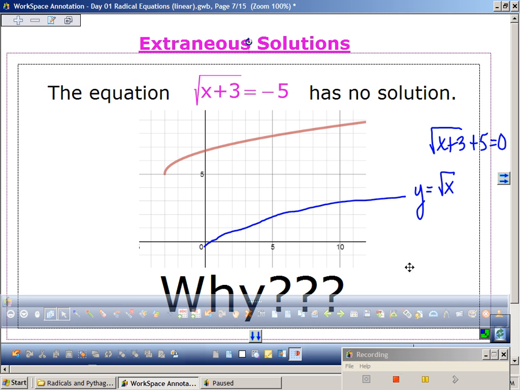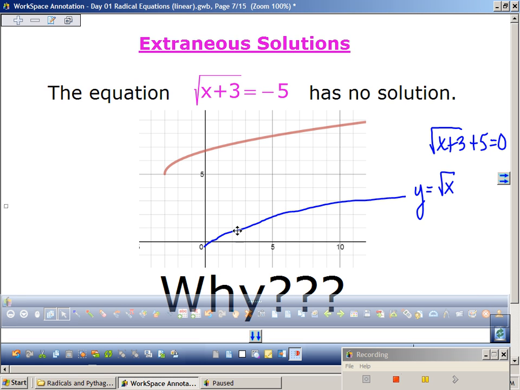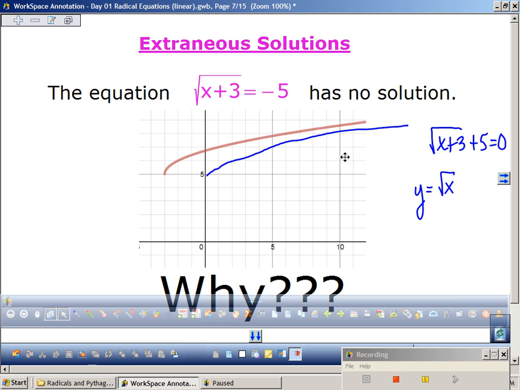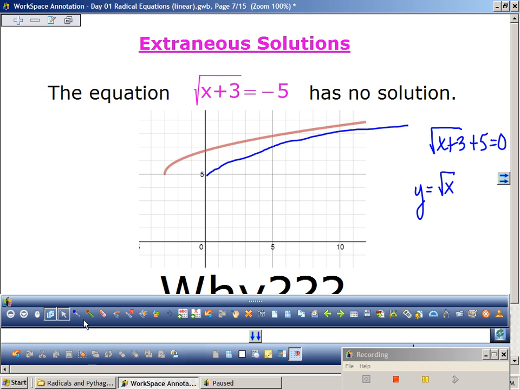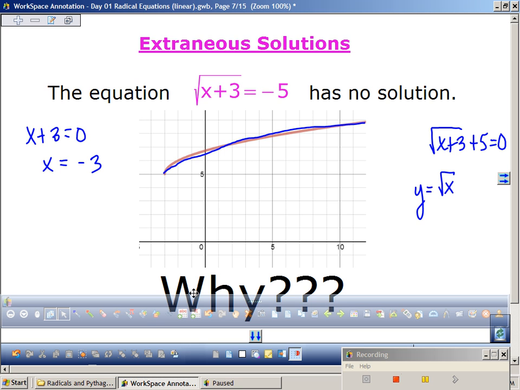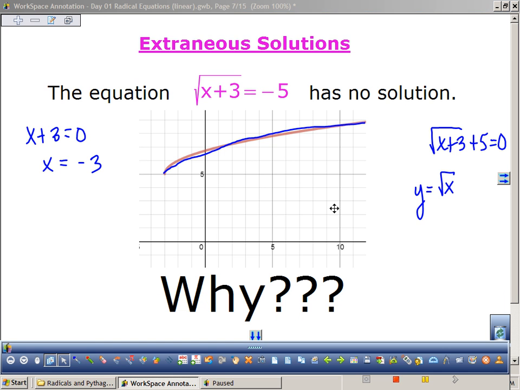Why? 1, 2, 3, 4, 5. What part of the equation do you think makes it go over here? The x plus 3, because when you solve for x plus 3, what do you get? What does x equal? Negative 3. See how it shifts to the left? 1, 2, 3. So my whole point in this is, why does this have no solution?